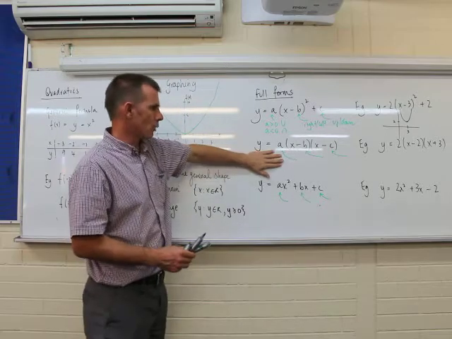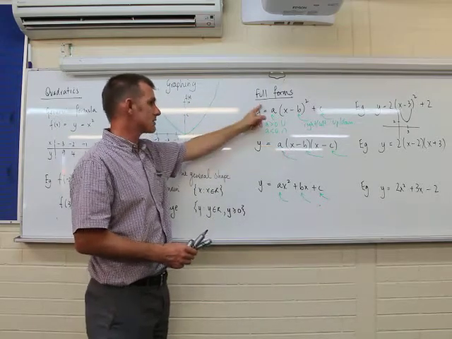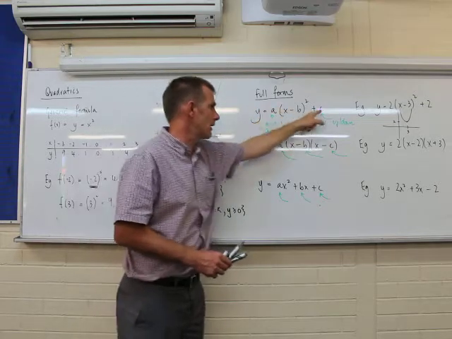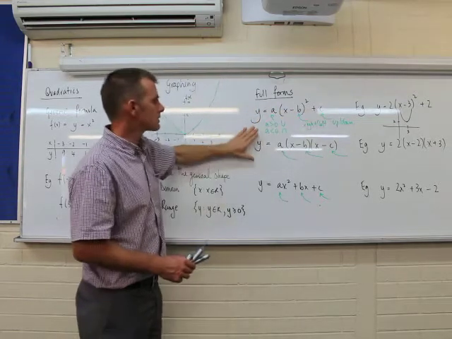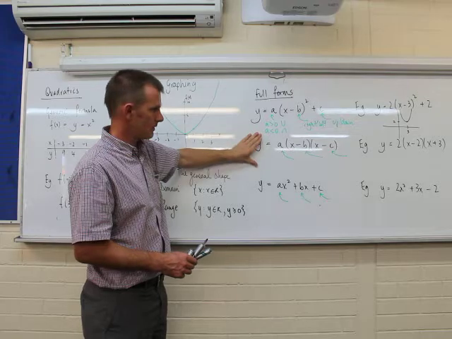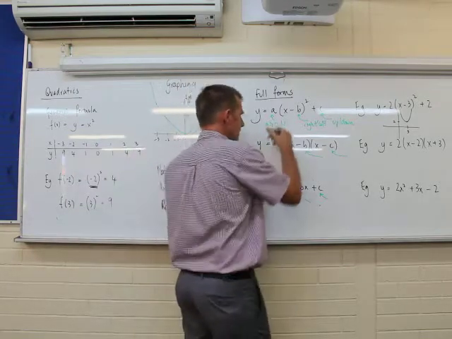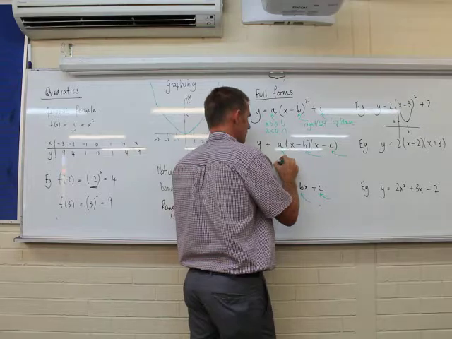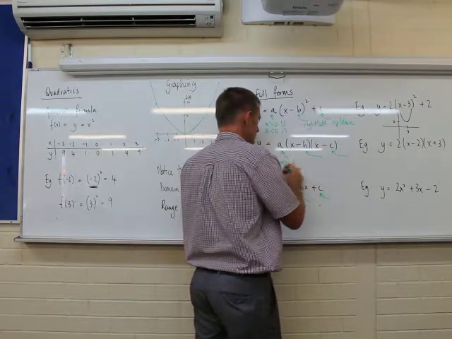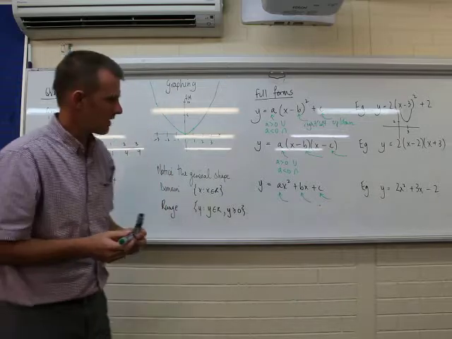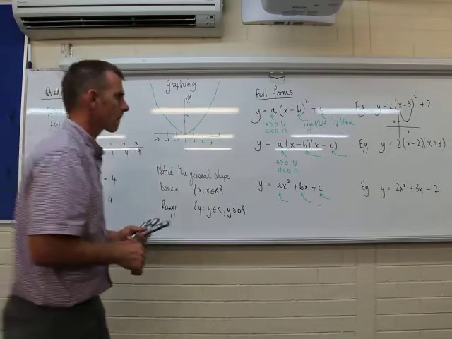Okay, this style of equation is often called the turning point form, and we'll dive into why, because we can get it out of here quite easily. This is often called the intercept form. So what do we get? Well, the A value is the same idea. If A is greater than 0, we're this way. If A is less than 0, we're this way. That's the same. Nothing different there.